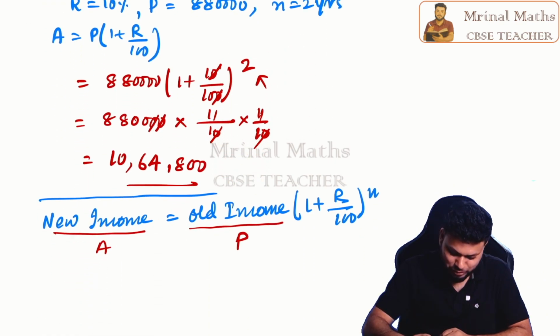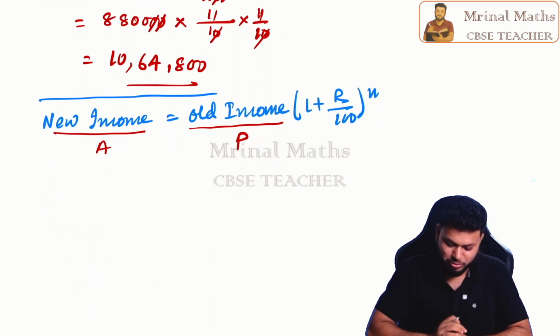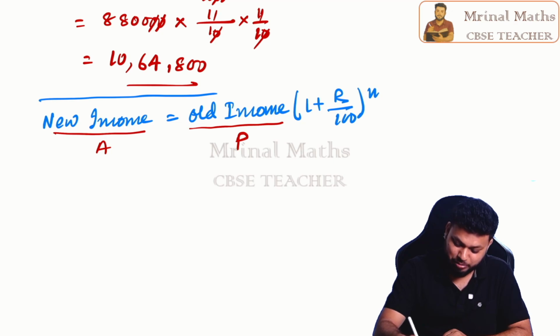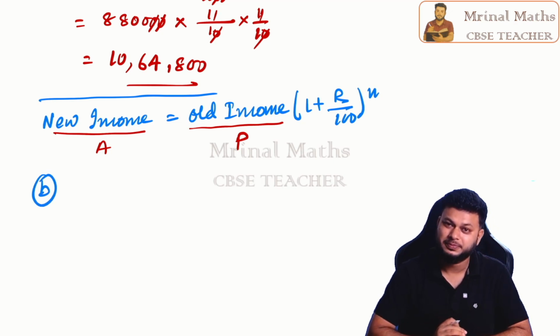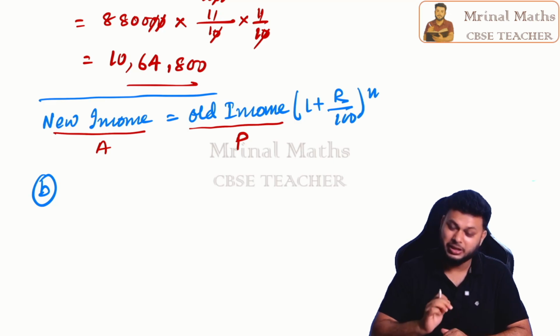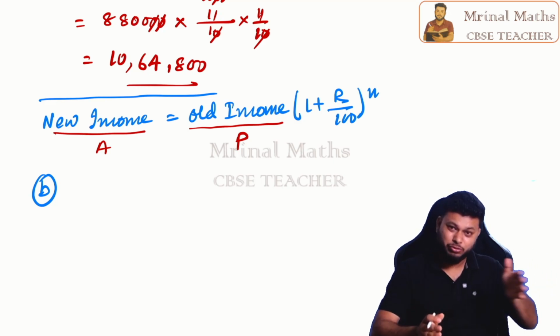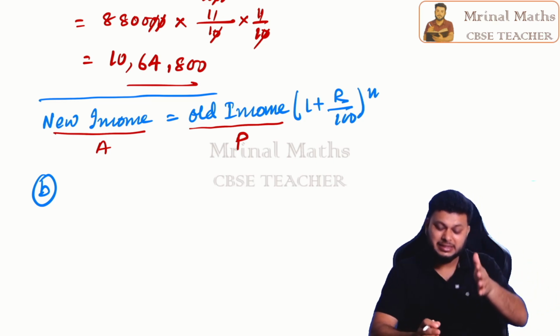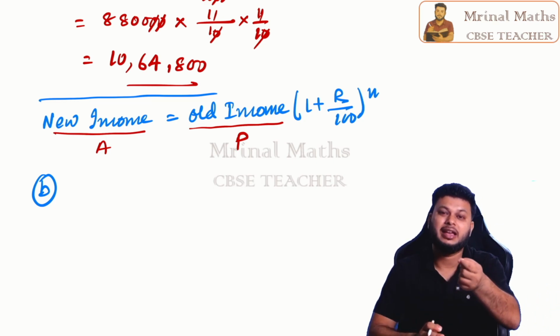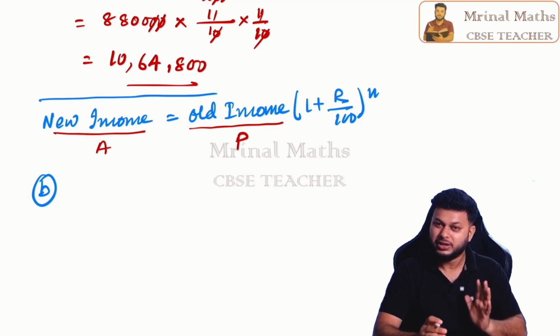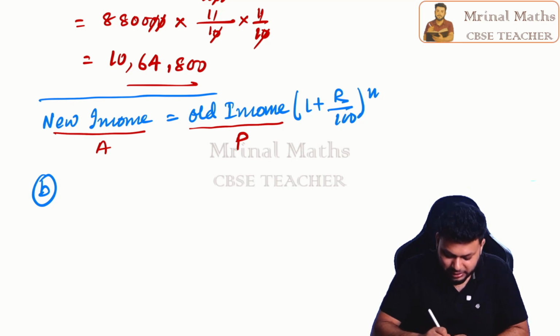So here, if you look at this formula, they are asking in part B our old income. Yes or no? Because the new income is 8,80,000. If you go back 1 year, that is nothing but your old income. So they are asking us to find the old income 1 year before. So see how I am writing.